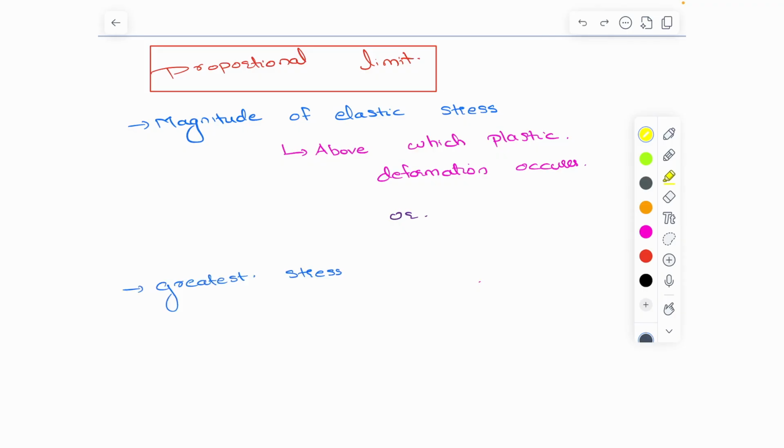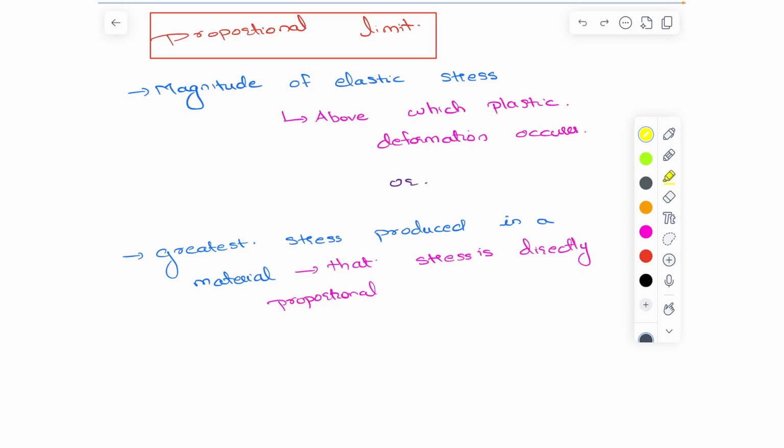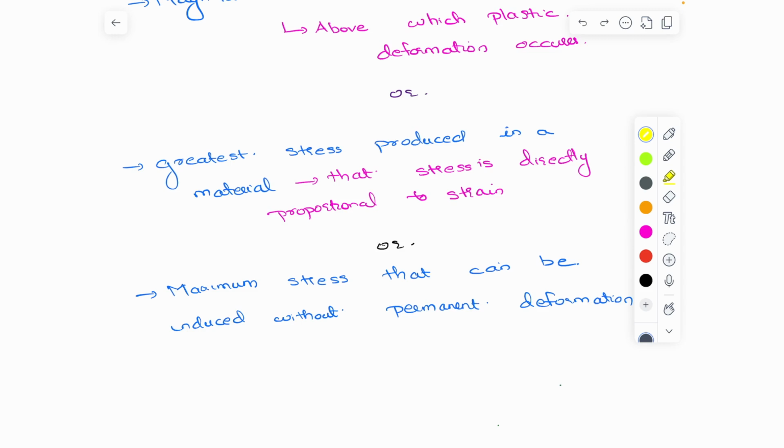I'll explain each definition with a diagram. It's the greatest stress produced in a material so that the stress is directly proportional to strain. The value is greatest. These are two very important points, and this is the plastic. So these are three very important points. I'll come to this very soon. Or another definition, all these are asked in various exams, not just PSC. So it's the maximum stress, the keyword is maximum, that can be induced without permanent deformation.